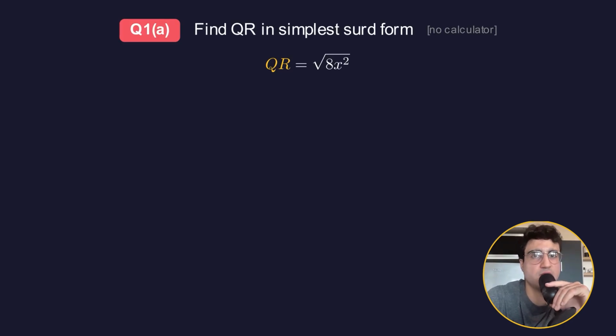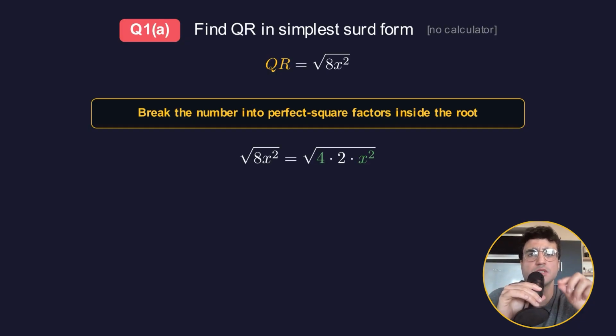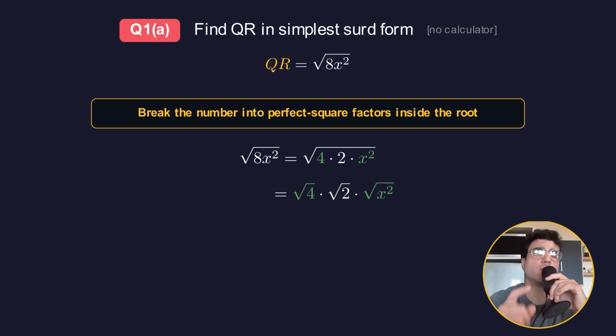So what we said here is root 8x squared. We broke that down into 4 times 2 times x squared. Why have I done that? Because when you break down a number into its products within a root, we can then take those products out of the root and they become their own independent roots. Hence in this situation, when we had 4 times 2 times x squared, we could break that down into root 4 times root 2 times root x squared.